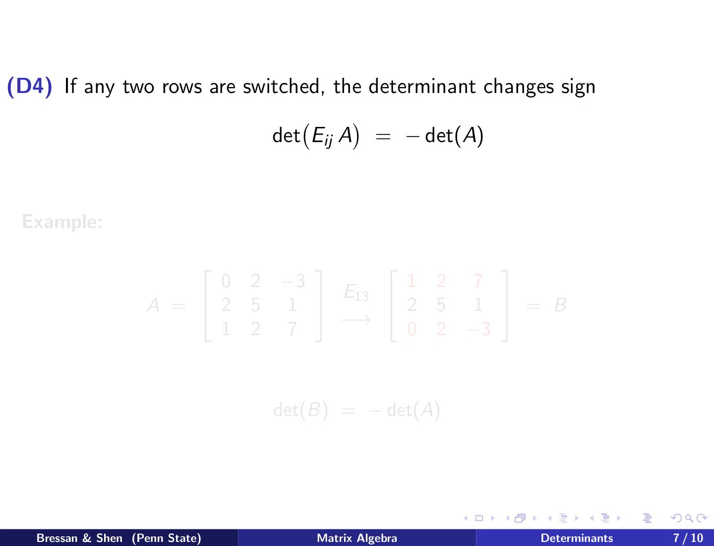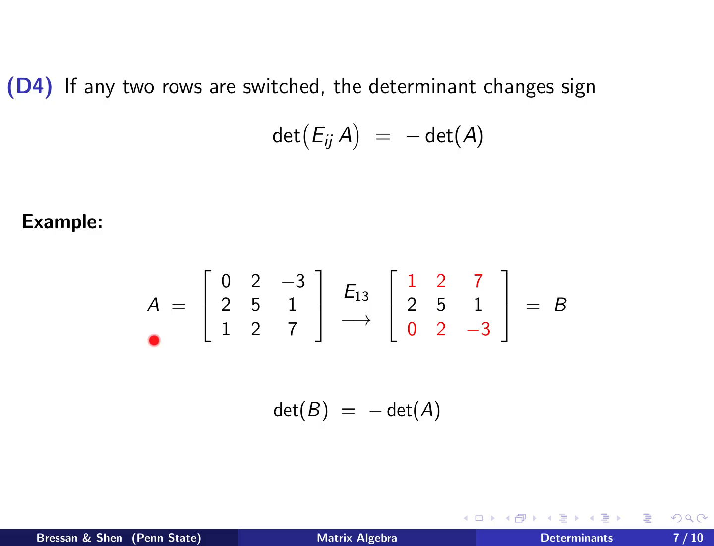Now the last property of those elementary operations is that you switch the order of two rows. If you do that, any two rows, if they are switched, then the determinant will change sign.